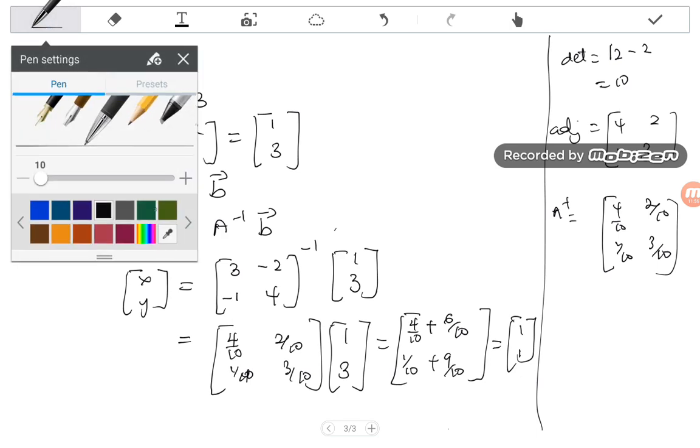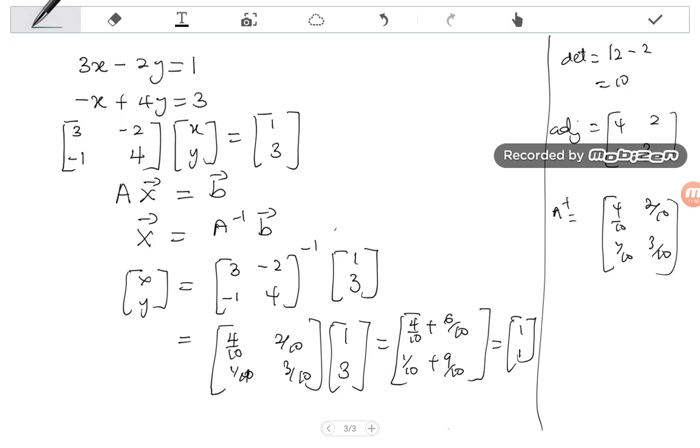Now, to be able to know that these are the true values of x and y, we substitute these values into both equations, and if it checks out, then it means that is the correct solution to the system. So if we put these values in the first equation, we have 3 times 1 minus 2 times 1. We have 3 minus 2, which is 1. Okay, so for the first equation, it gets satisfied.